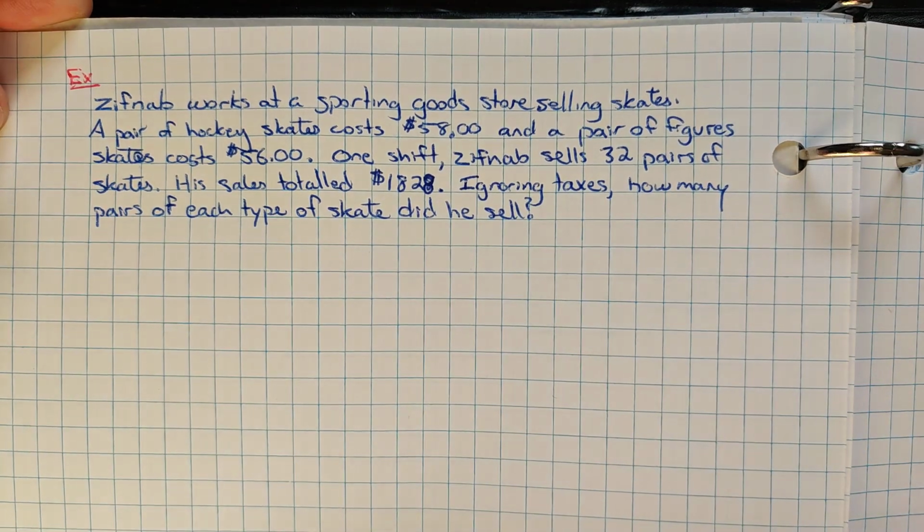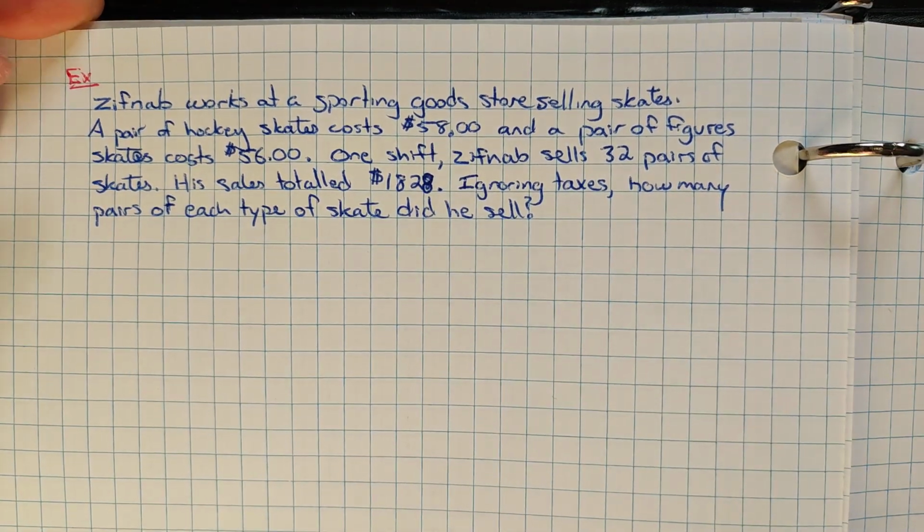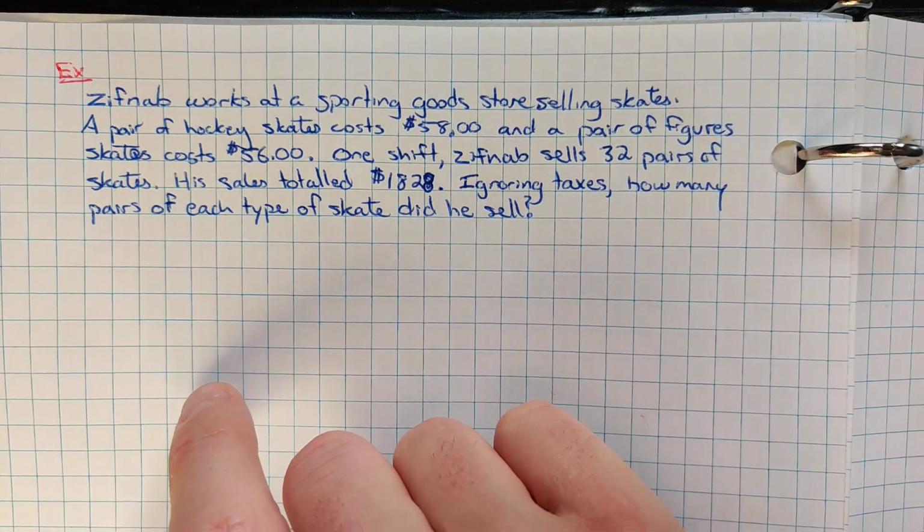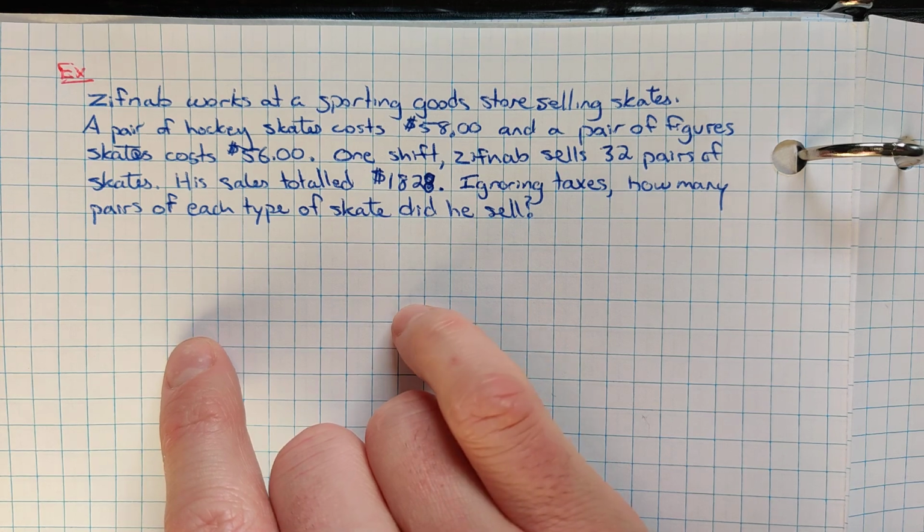Zifnab, if you are familiar with Zifnab, he's a magical character, so the fact that he's selling skates in a sporting goods store for such low prices may relate to that.